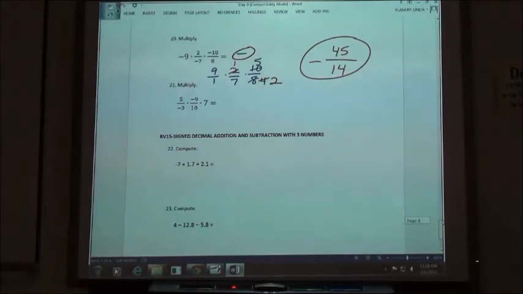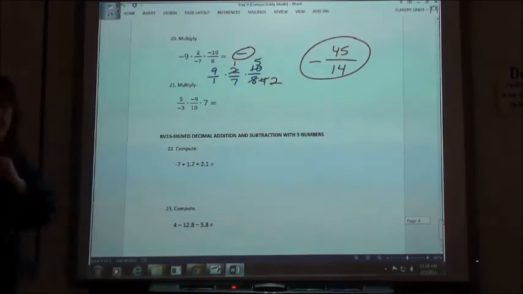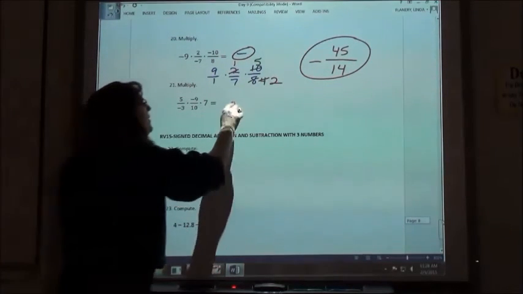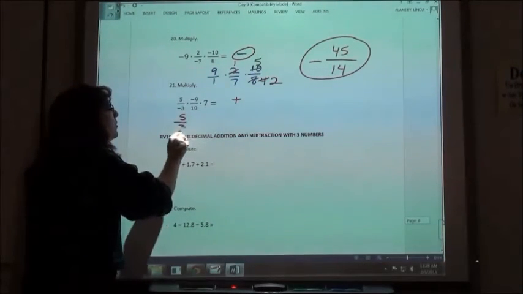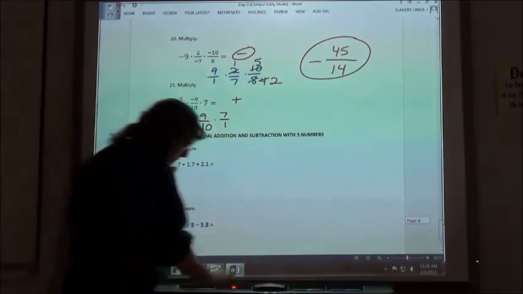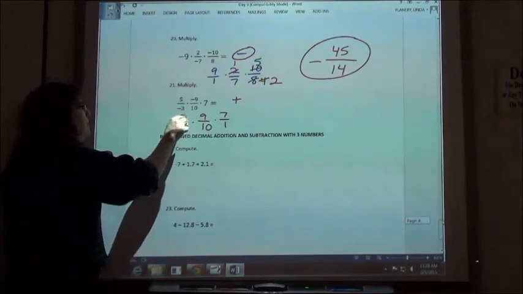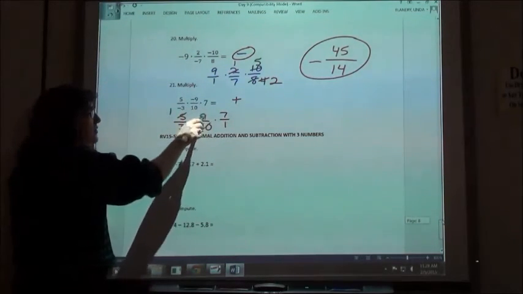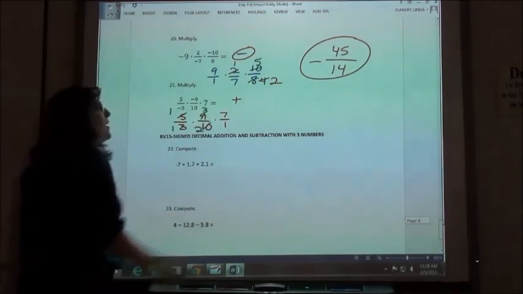Number 21. I've got 1, 2 negatives. If I have 2 negatives, I know my answer is going to be positive. So I'm going to do 5/3 times 9/10 times 7 over 1. I can reduce the 5 and the 10. 5 goes into here once, into here 2 times. I can also reduce the 9 with the 3. 3 goes into there once and into here 3 times.